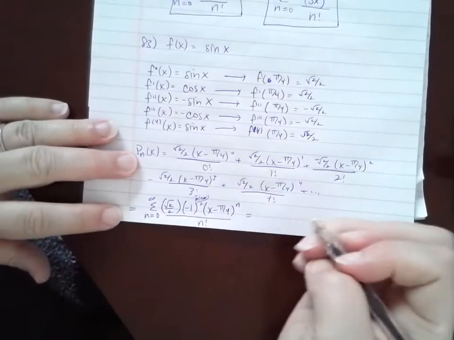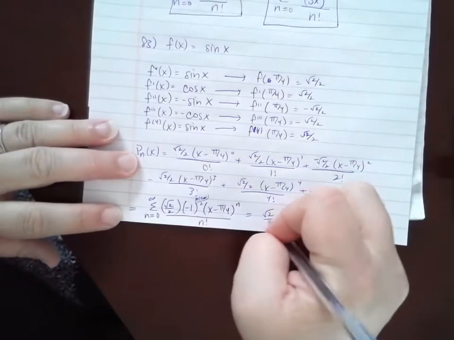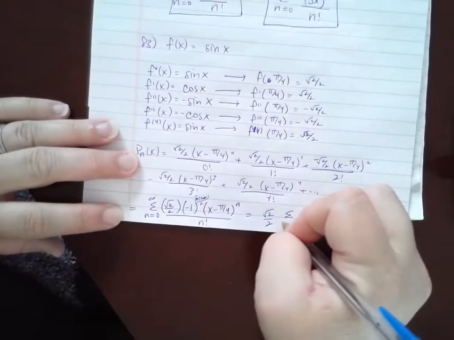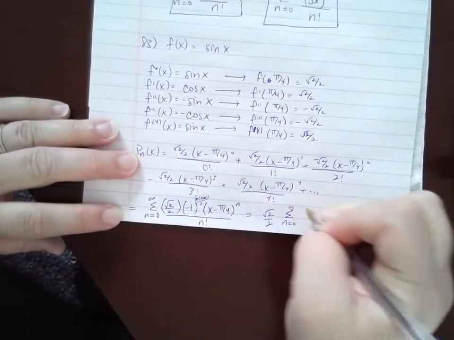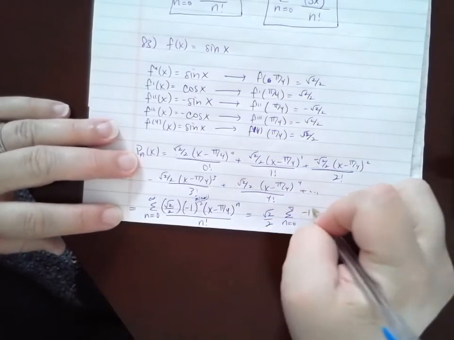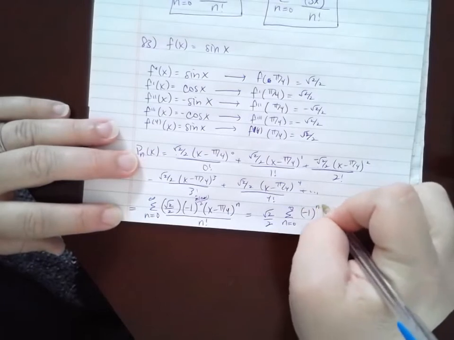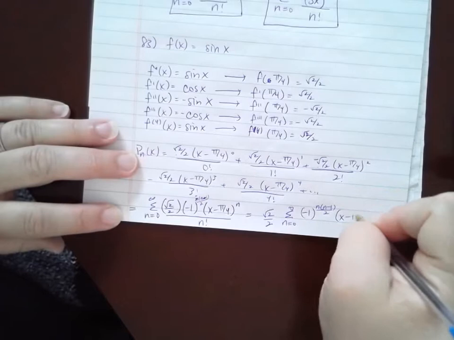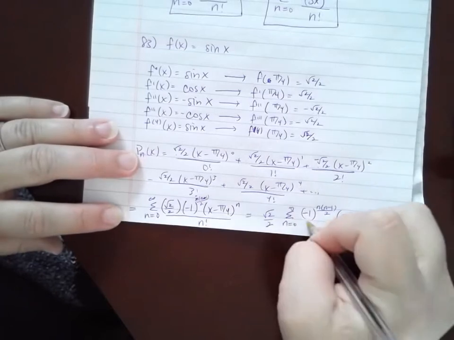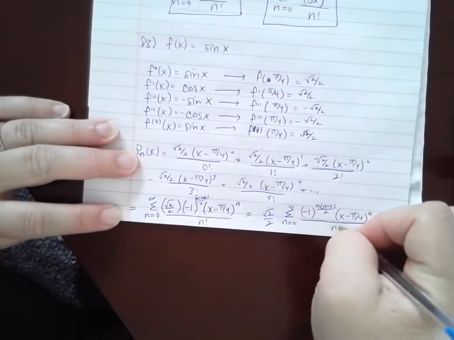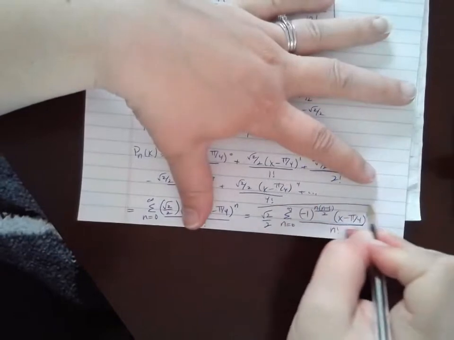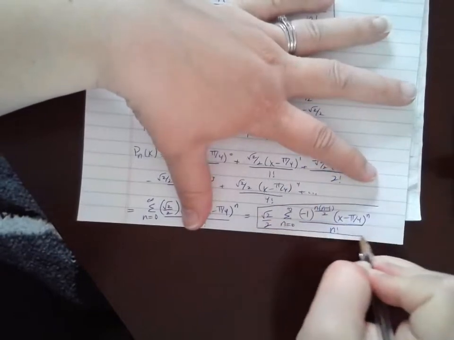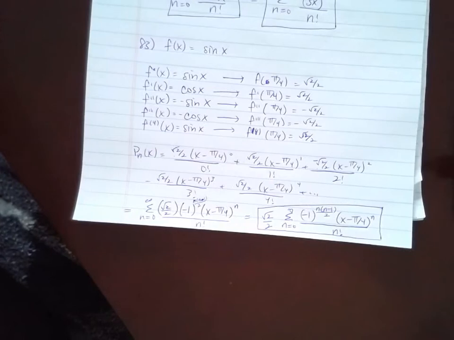So let me clean this up a little bit. Root 2 over 2 is multiplied by all of them. I'm just going to bring it out front to get it out of the way. Negative 1 to the n times (n minus 1) over 2, (x minus pi over 4) to the n, all over n factorial. Okay, and that is all of chapter 9.